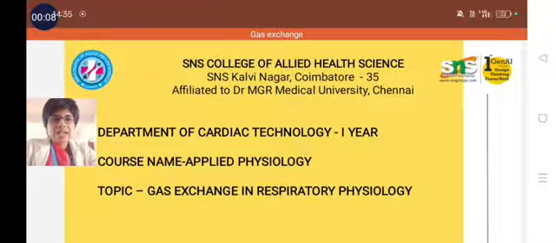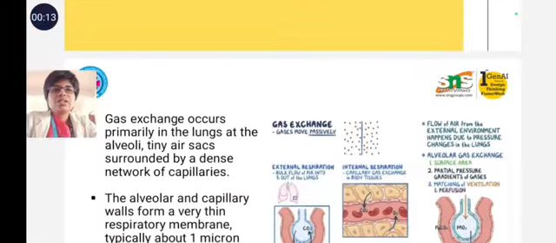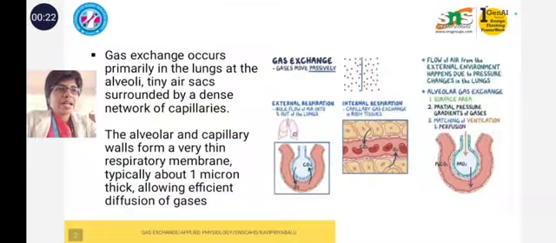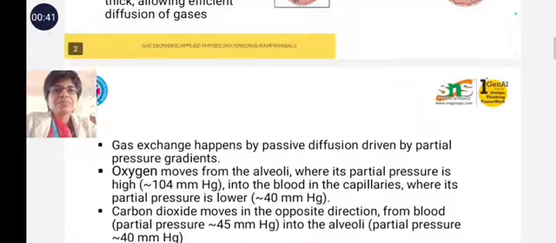Now the topic is about gas exchange in respiratory physiology. Here the gas exchange occurs primarily in the lung at the space of alveoli. There are tiny airy sacs surrounding a dense network of capillaries. See, this is the alveoli and it is covered by capillaries. The alveolar and capillary walls form a very thin respiratory membrane, 1 micron in thickness, allowing the efficient diffusion of gas in our lung. Only there the gas exchange will happen.